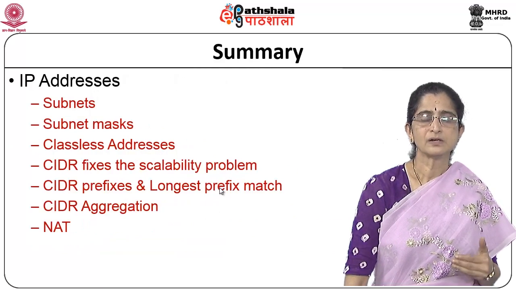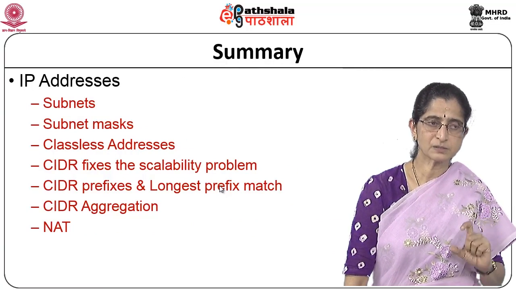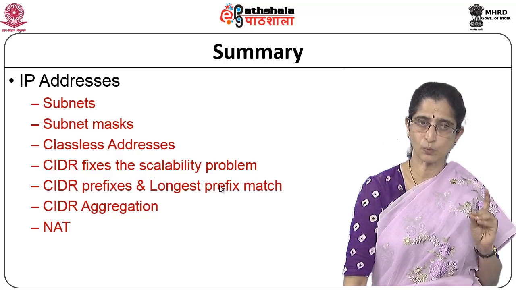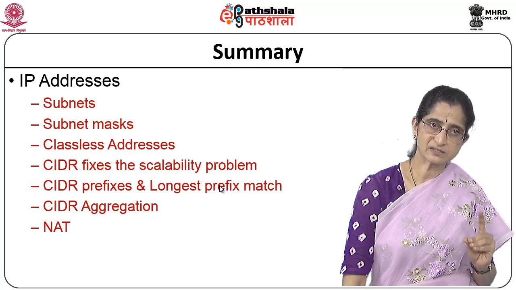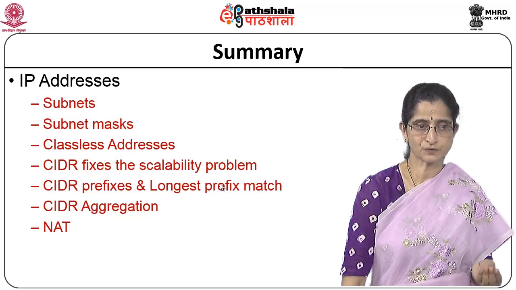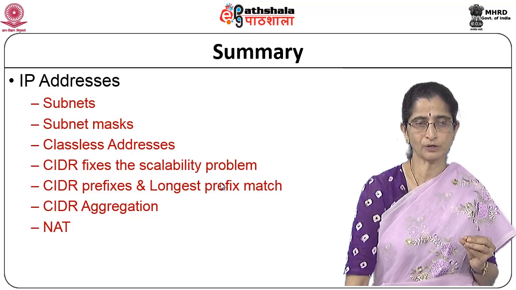Okay. So, to summarize what we have looked at in this module, we have looked at subnets, we have looked at subnet masks, we have looked at classless addressing, why it is needed, and how it fixes the scalability problem, and how CIDR prefixes are determined, and how they can be used for aggregation. We have also briefly touched upon NAT.